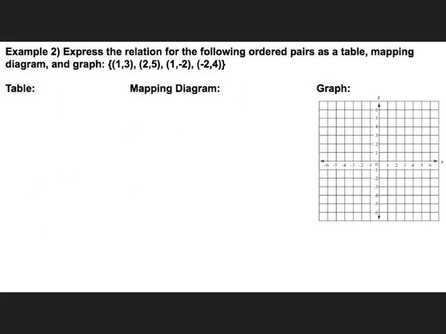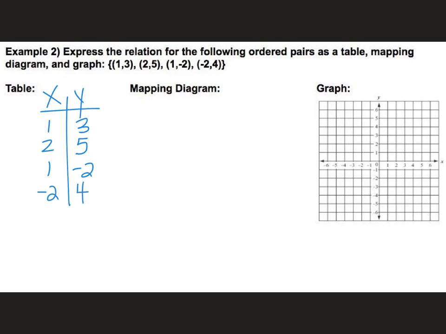Pause the video and try this example. And this is actually our last example for today. Then unpause to check. So as we create our table here, we have our x's and our y's. Our x's, we have 1, 2, 1, -2. With 1 goes 3, 2 is 5, 1 is -2, -2 is 4.